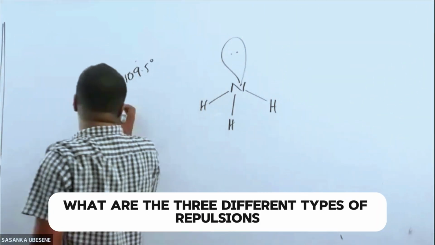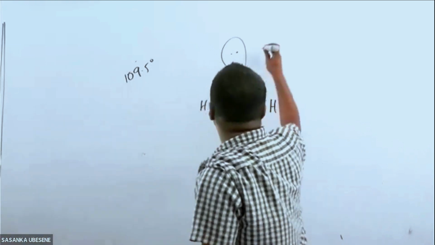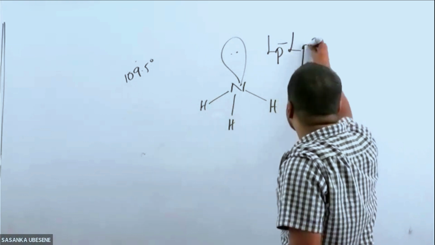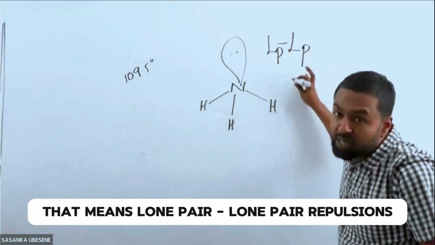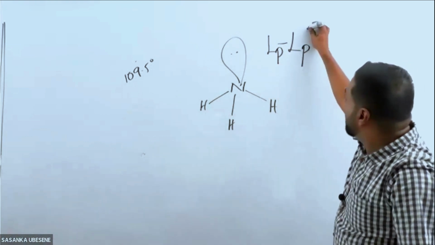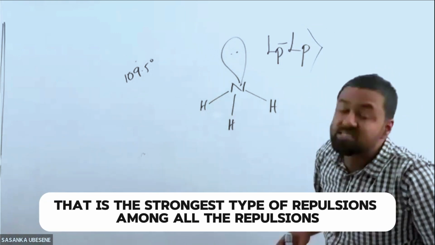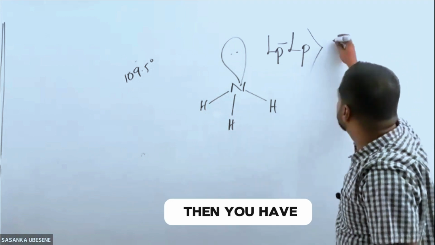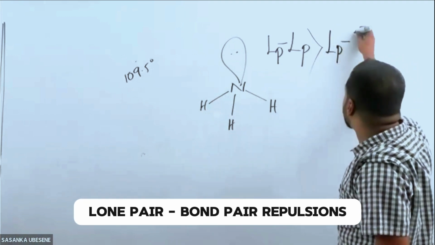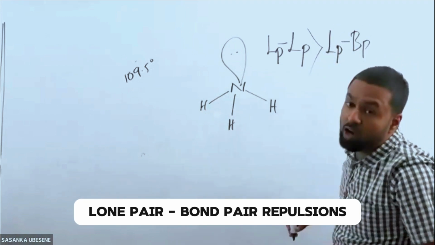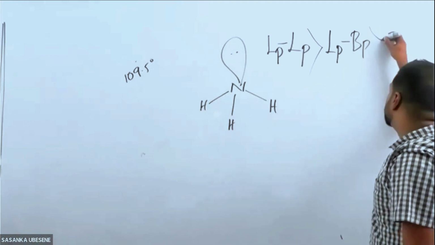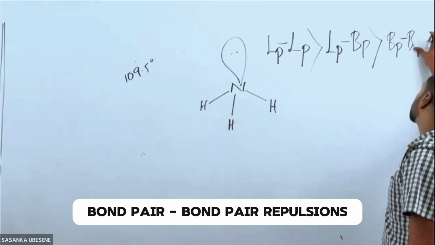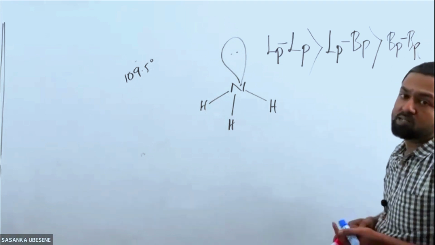What are the three different types of repulsions? You have LP repulsion, that means lone pair repulsion. That is the strongest type of repulsion among all the repulsions. Then you have lone pair bond pair repulsions. Then you have bond pair repulsions.